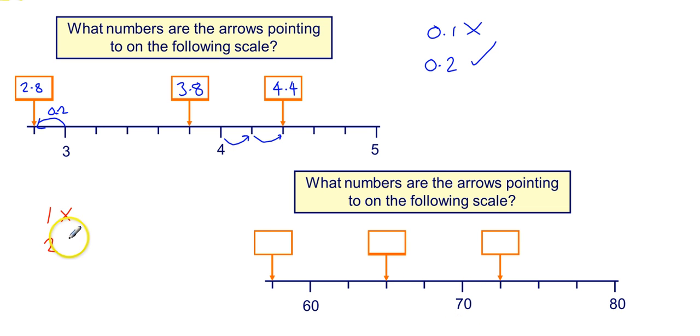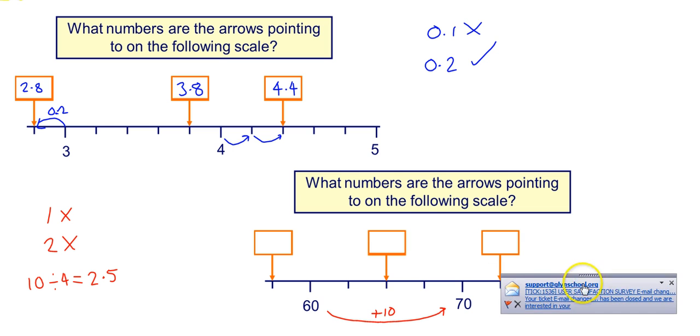Because it doesn't fit. So a good way to do it, there's 1, 2, 3, 4. There's a gap of 10 from here to here. It adds on 10. So if I do 10 divided by 4, or if I halve it again, I get 2.5. Let's have a look. See if each gap is 2.5.